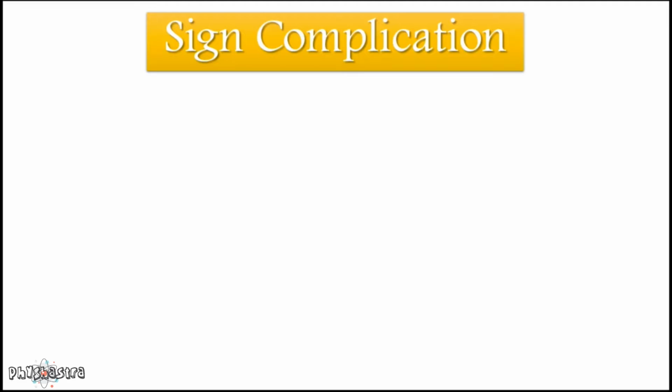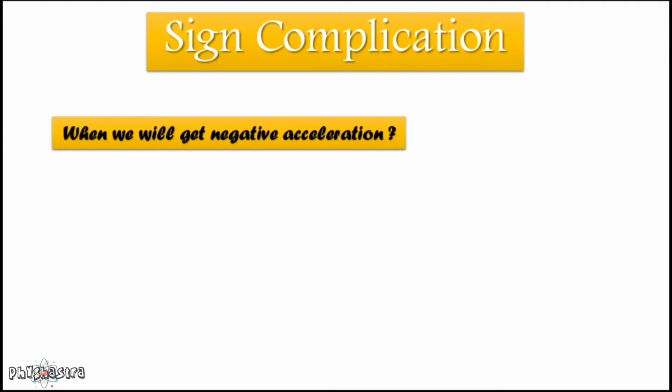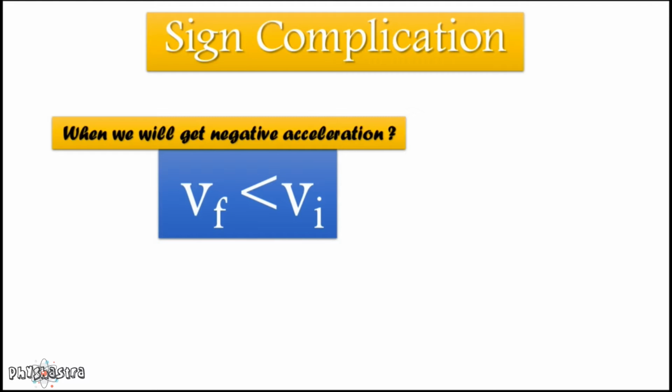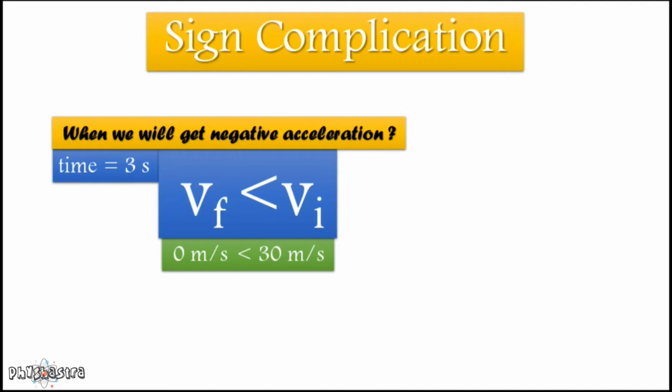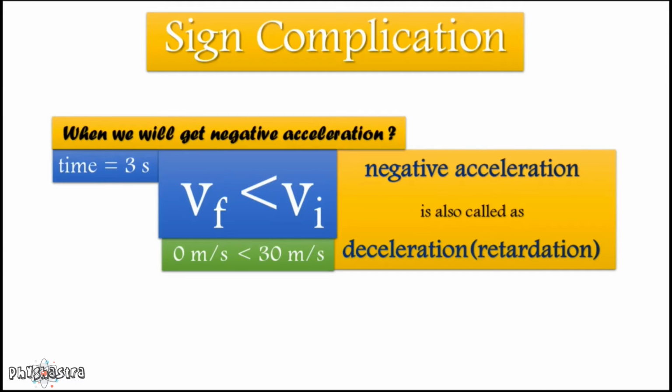For example, we get negative acceleration when the initial velocity is greater than the final velocity. For example, a car going at a speed of 30 meters per second then stops after 3 seconds. Then the initial velocity is 30 but finally 0. Therefore, the speed has decreased. This decrease in speed results in negative acceleration, which is also called deceleration.